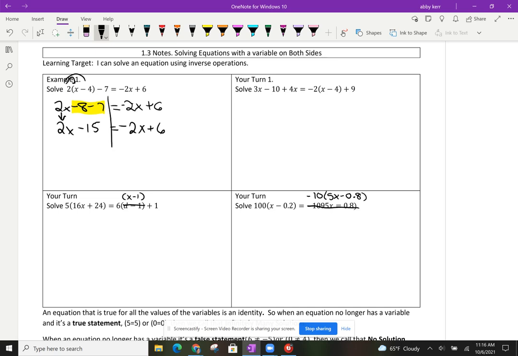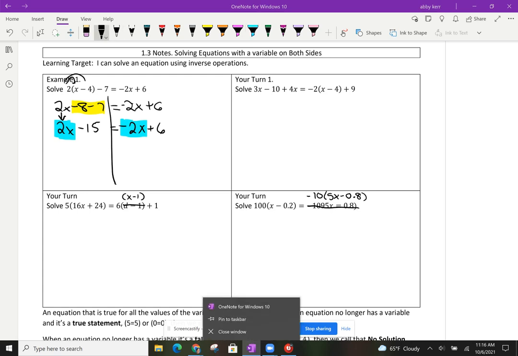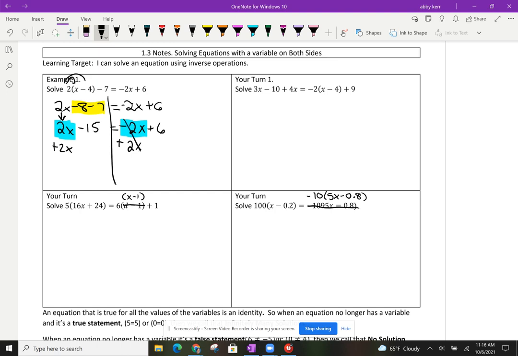Now this is the new part. Draw my line. I have 2x on the left and I have negative 2x on the right. So we need to be able to combine like terms. However, we can't do that yet because they're on opposite sides of the equal sign. So what we do is the opposite of minusing, which is adding. And then we can actually now combine the 2x and the 2x. So then it becomes 4x minus 15 equals 6.